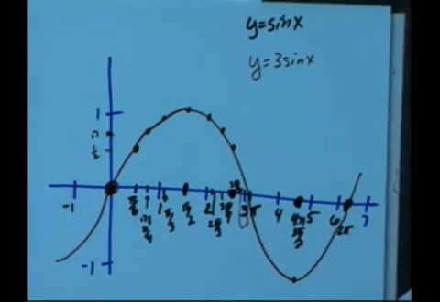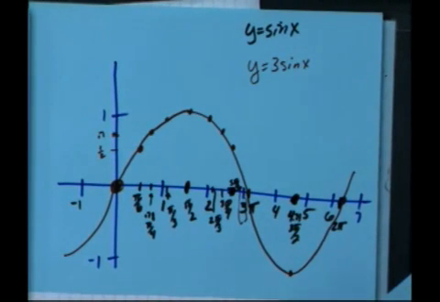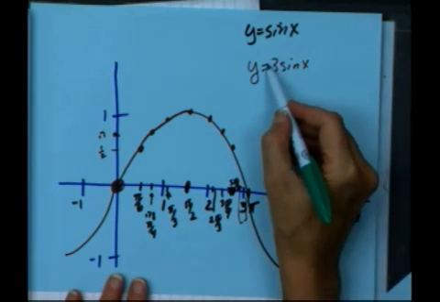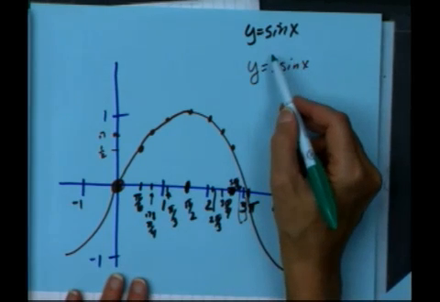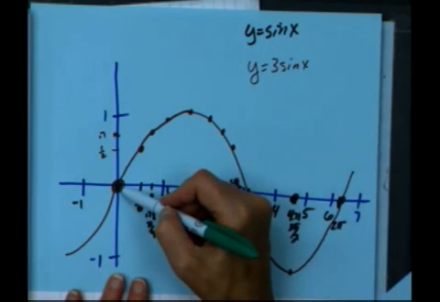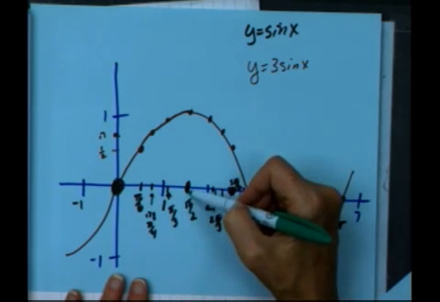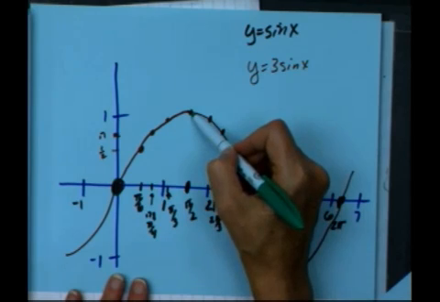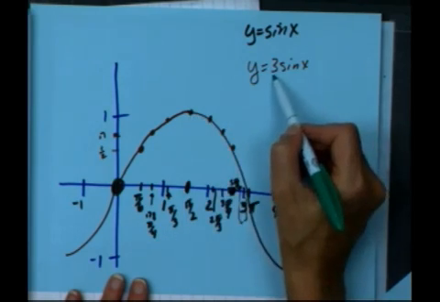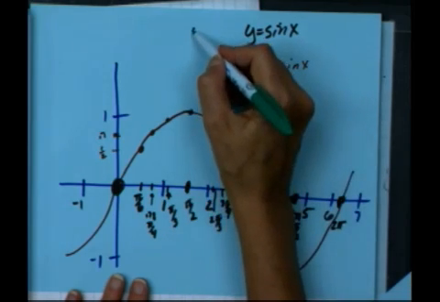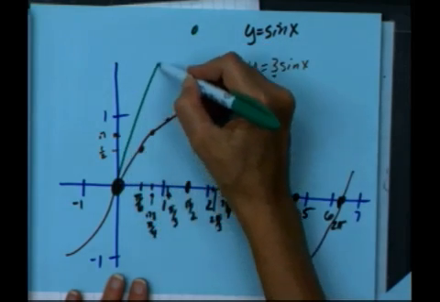Suppose I write y equals 3 sine x. With all your expertise on transformation, what does this do? A vertical stretch. All your old y values are multiplied by 3. So your old y value here is 0, so 0 times 3 is 0. At pi over 2, the old y value is 1, so the new y value would be 3. So you'd be way up here. So it's going to stretch it up here.